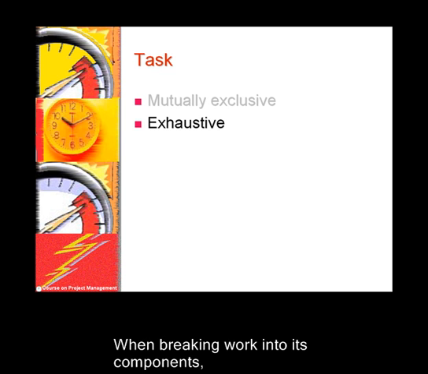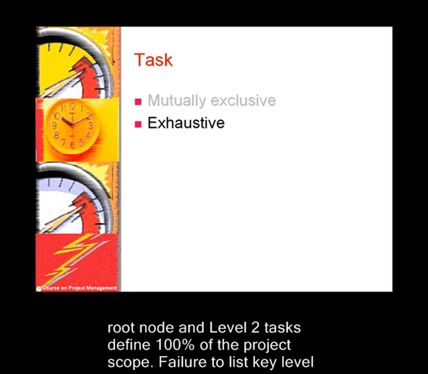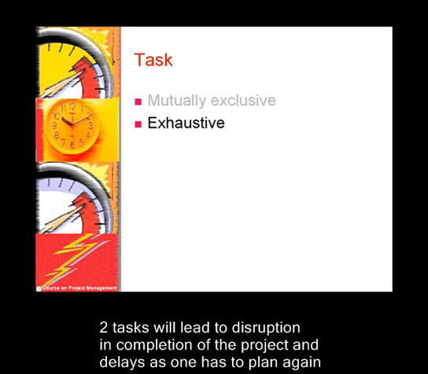When breaking work into its components, every effort should be made to list all tasks needed to complete the entire project. The root node and level 2 tasks define 100% of the project's scope. Failure to list key level 2 tasks will lead to disruption in completion of the project and delays as one has to plan again for the missed activities.